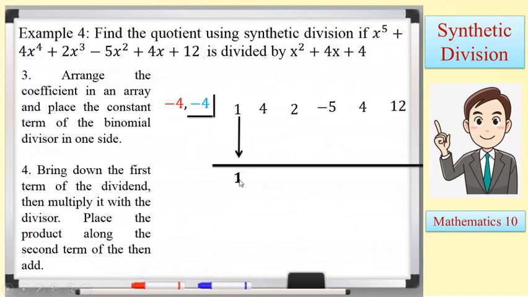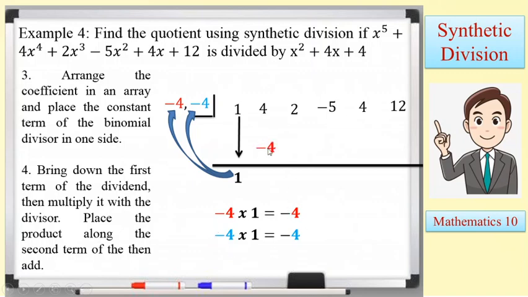And then yung 1 na to ay i-multiply natin sa divisor natin. Okay, so we have -4 times 1. Ayun, magkaiba yung kulay nila para mas madali nyong ma-identify. Okay, so we have -4. Next, -4 times 1, so we have -4. And then itong product na nakuha natin ay ilalagay natin sa next term natin, sa tapat ng next term natin. Okay, so we have -4 and we have -4.